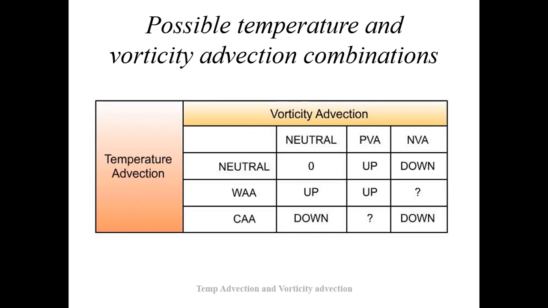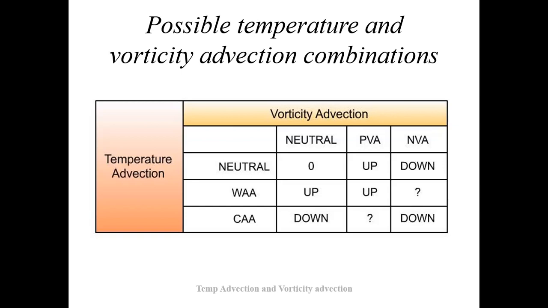Okay, here's a nice little chart. Possible temperature and vorticity advection combinations. So you have temperature advection on the left, and then you have vorticity advection at the top, written across horizontally there. WAA stands for warm air advection, CAA cold air advection. If you combine neutral temperature advection with neutral vorticity advection, you get neither rising nor sinking air.